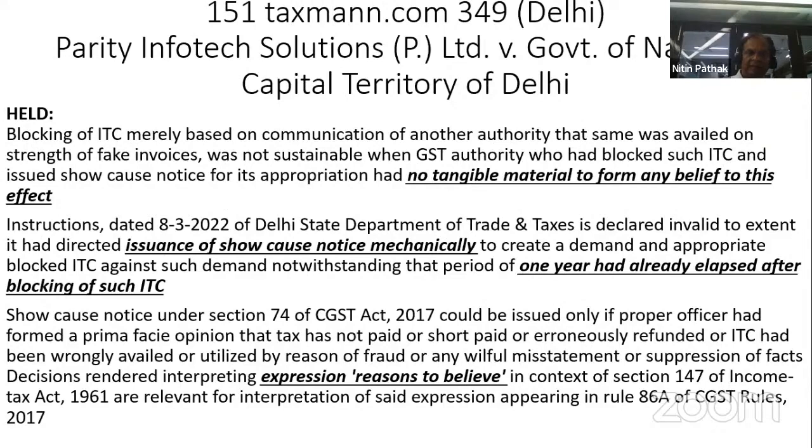Clear? Yes. Now, Parity I have discussed because the SCN is important. Reason to believe is important. That's why the whole ITC credit needs to be reversed with interest.